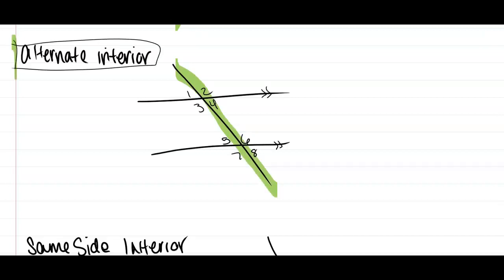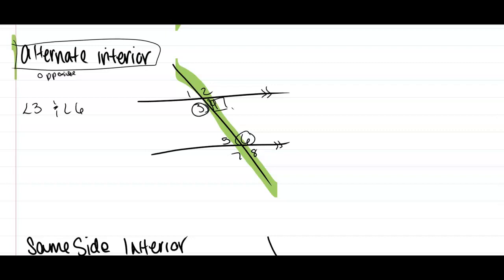So alternate means opposite sides, and now they're both on the interior. So if we picture our burger, we're looking at these four angles here. If I start with angle 3, if it's on the alternate side, on the inside, that would be angle 6. So angle 3 and angle 6 are alternate interior angles.